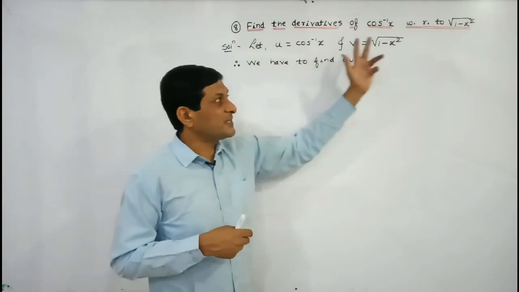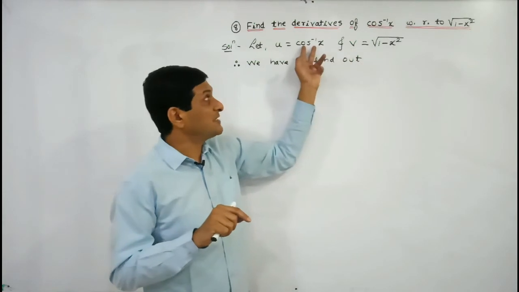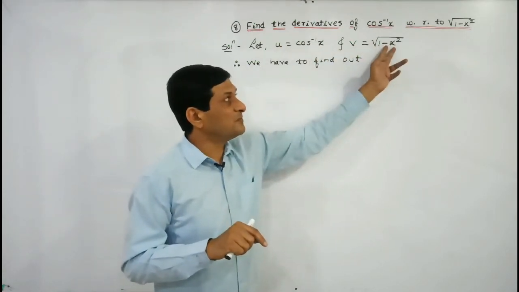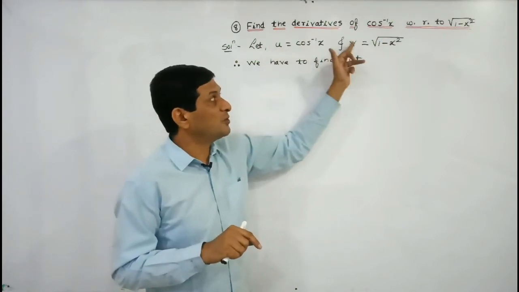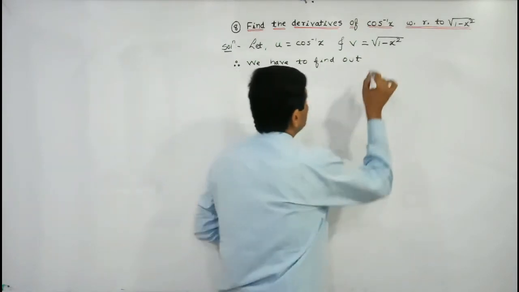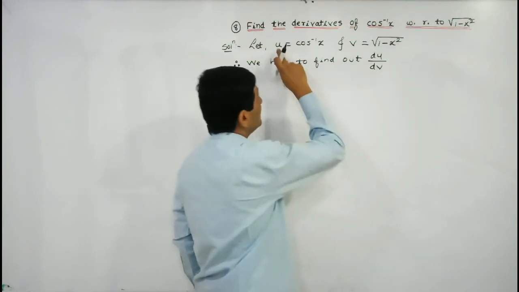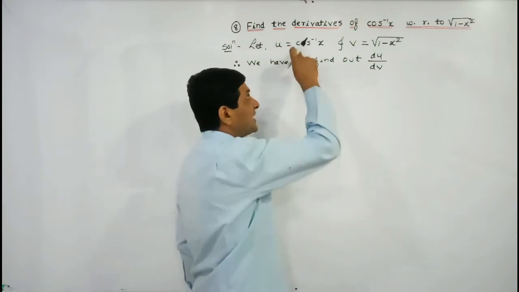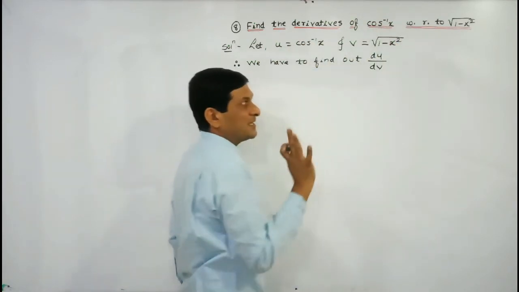We have to differentiate cos inverse of x with respect to √(1 − x²). This expression means u, and this expression means v. If we have to differentiate it with respect to √(1 − x²), it means we have to differentiate u with respect to v. Means we have to find the value of du/dv. If we are differentiating u with respect to v, in other words we are differentiating cos inverse of x with respect to √(1 − x²).